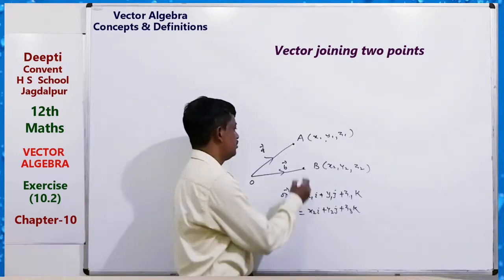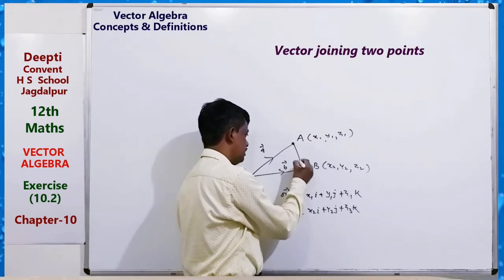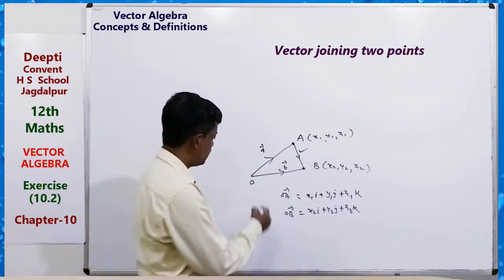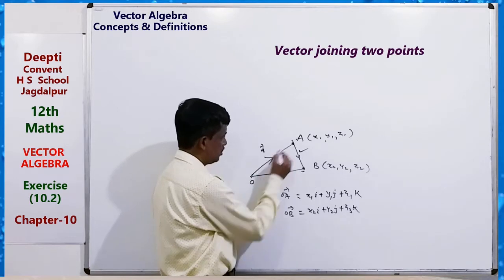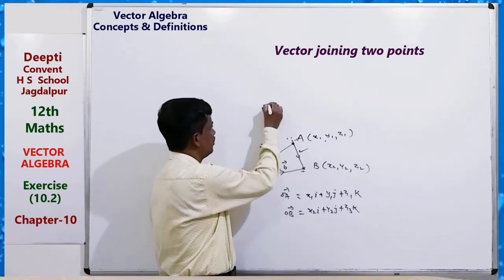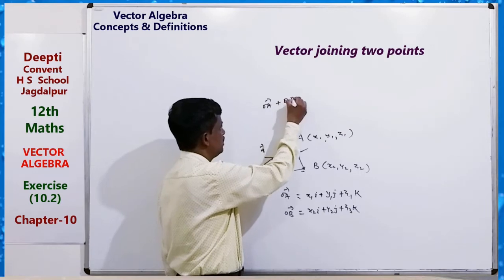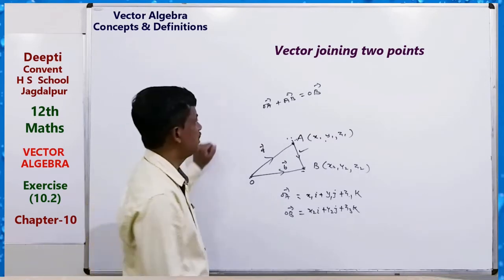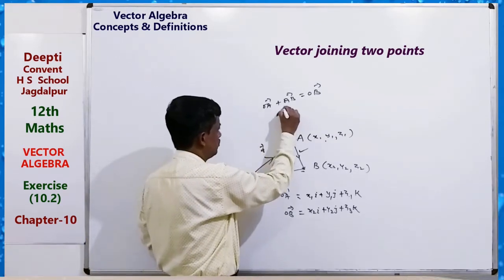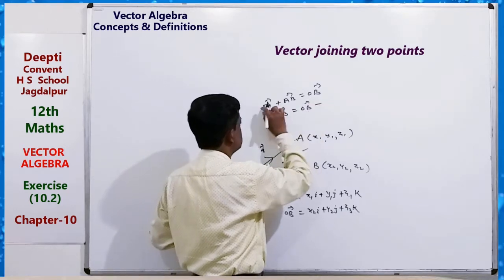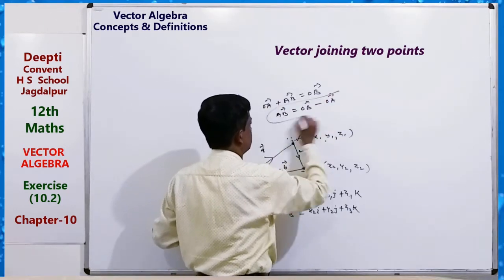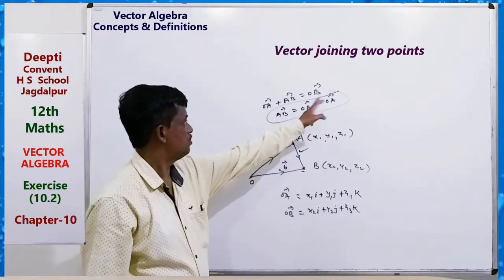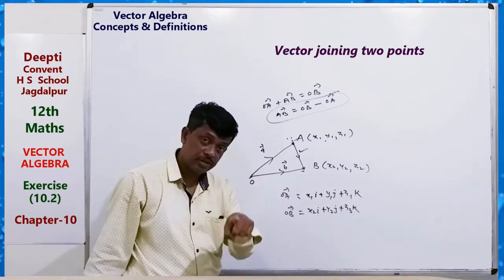Now we want the vector AB. What is vector AB? By vector addition we can say that OA plus AB equals OB. So AB equals OB minus OA. This is vector AB. Vector AB equals OB minus OA. OB is the position vector of B.